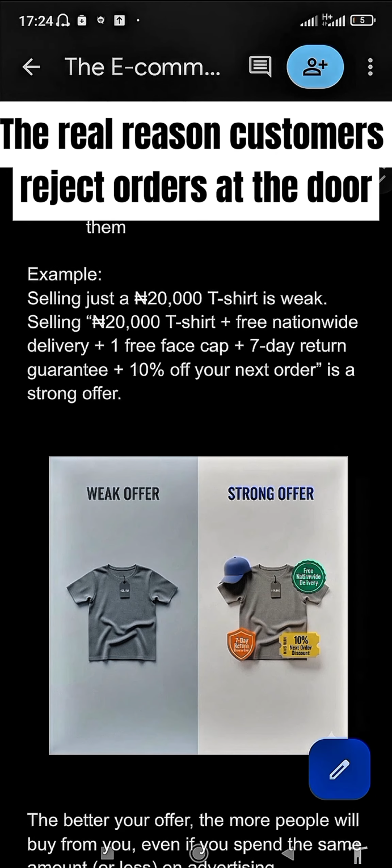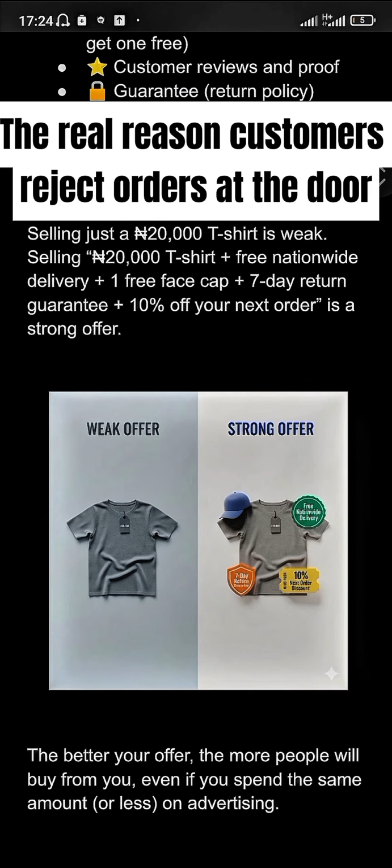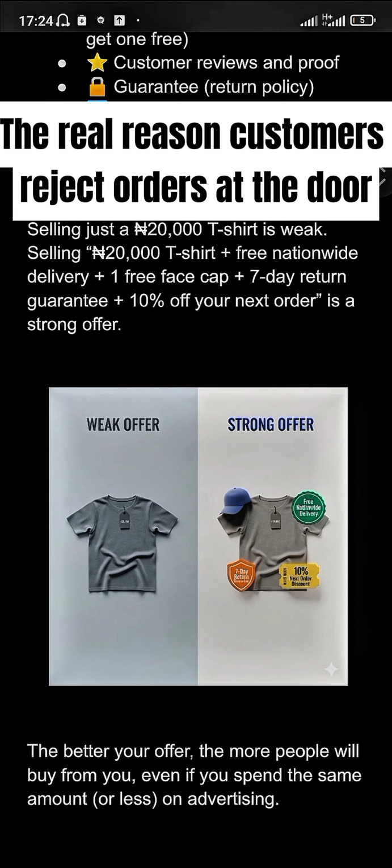So if you look at it this way now, even if you're selling this for 20k, maybe you are getting the shirt for 10k, then you're selling it at 20k. You're getting like 10k gain. But if you now add all these ratings in this strong offer, you're getting like 5k gain. But because you're selling more, you'll be getting more profit each day. So let's say you sell 2 of this weak offer and get a profit of 20,000 naira. But with this strong offer, because you're selling 7 and you get a profit of 5,000 naira each, you're getting a profit of 35k.